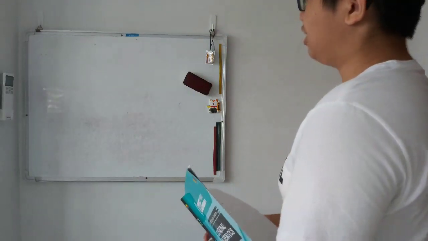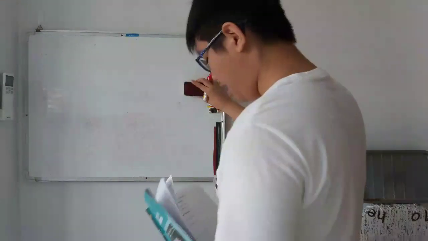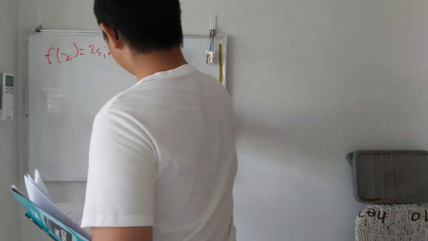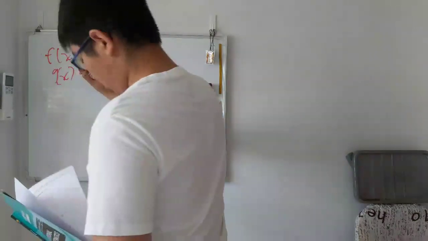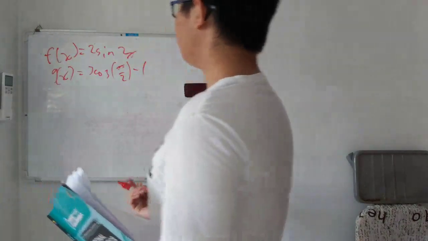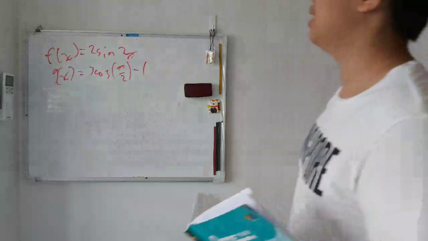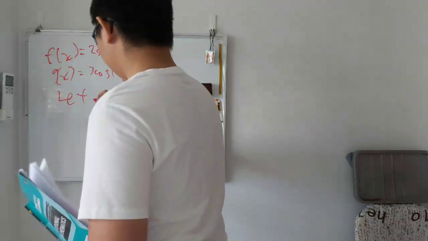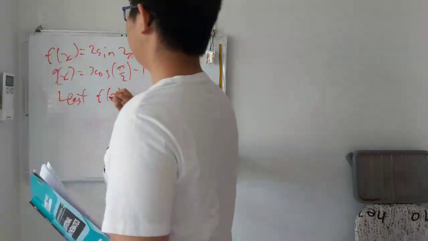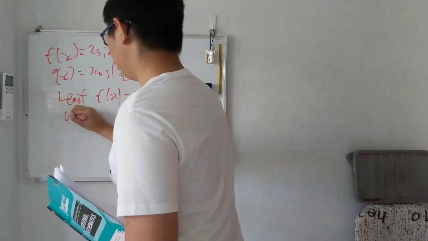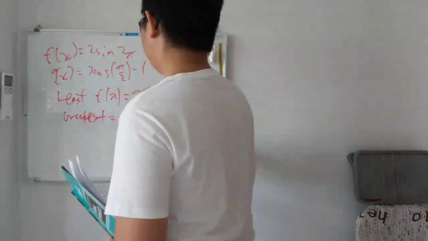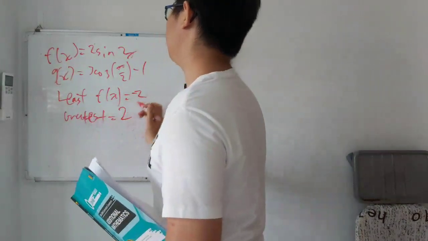Okay, last question, and probably a very easy question. It is given that the function f(x) is equal to 2 sine 2x and g(x) is equal to 3 cosine x over 2 minus 1. The first question is state the least and greatest values of f(x). This is easy. You should know this. The least of f(x) is negative 2 and the greatest is positive 2.